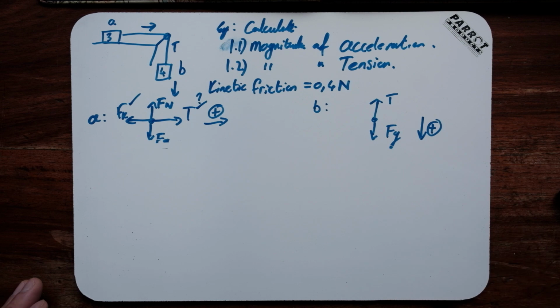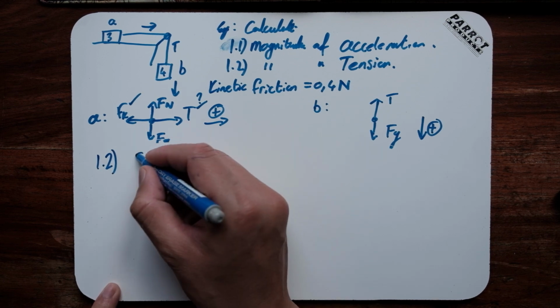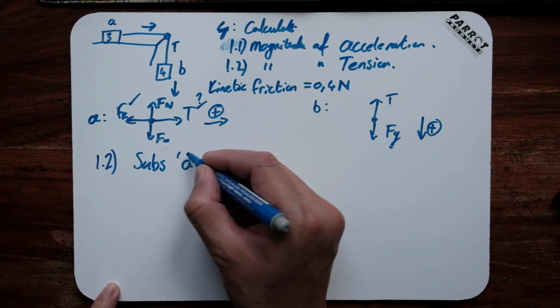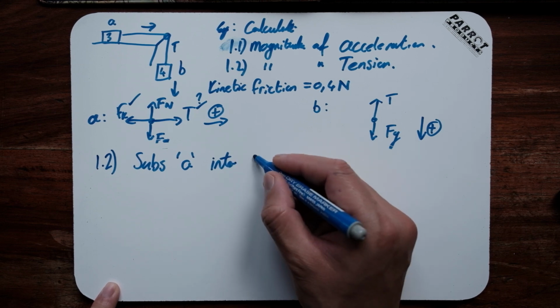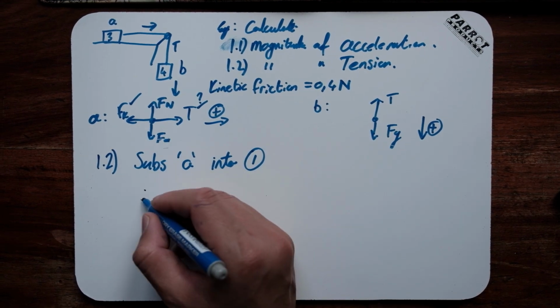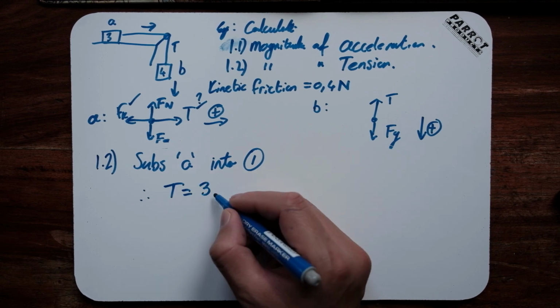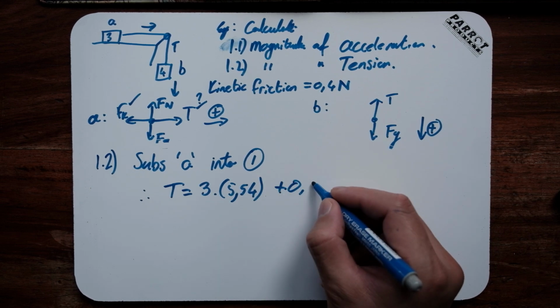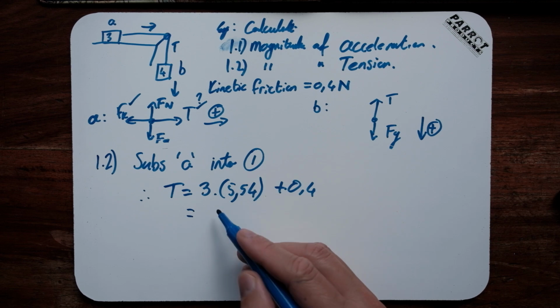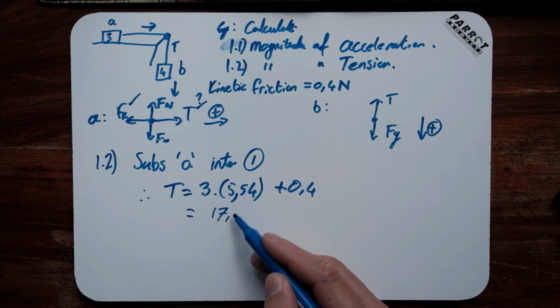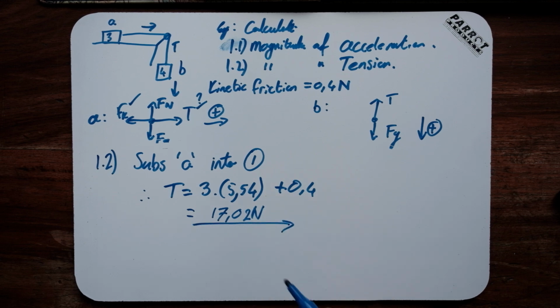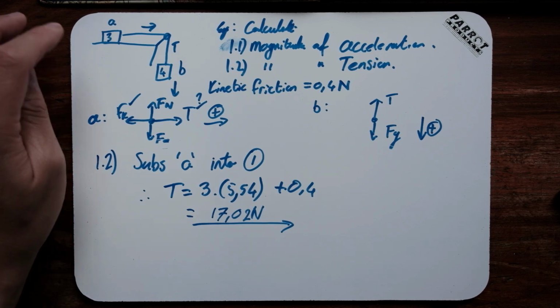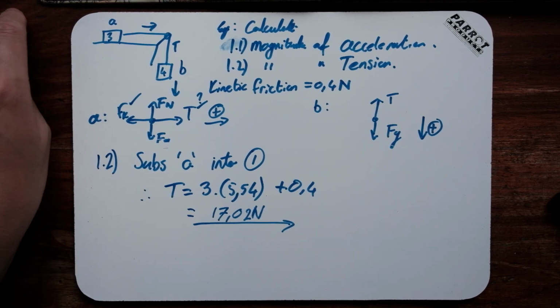Okay, now for tension 1.2, we can just substitute our value of A into any of the other equations. I'm going to say number 1. So therefore, T is equal to 3 times 5.54 plus 0.4, which was the previous equation, and chuck that into your calculator, and we get 17.02 newtons. And that is one example of a two-body problem with regards to Newton's law.